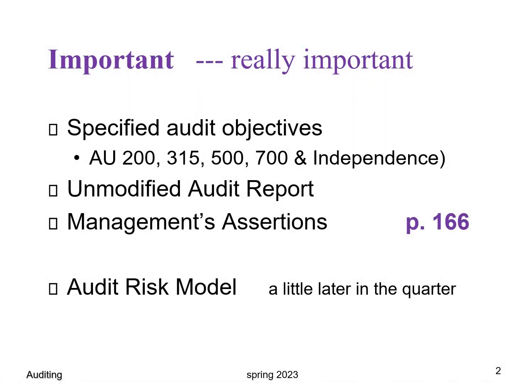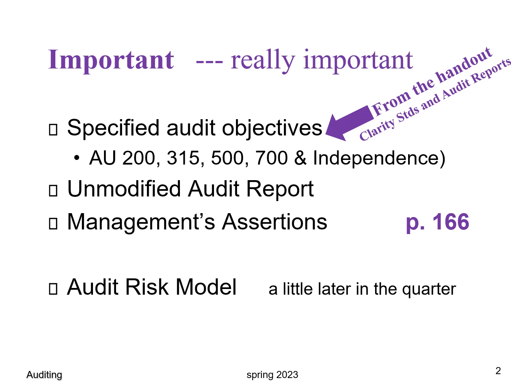Really important stuff. There are four things that I've built this course around. Specific audit objectives. These are four definitions. We'll go over them briefly today. The unmodified audit report and management assertions. So those three things are going to be on the first test. Those are foundational that we're going to use throughout the entire quarter. And then the audit risk model will come in after the first test. So those are the four concepts that I've tried to build this course around.